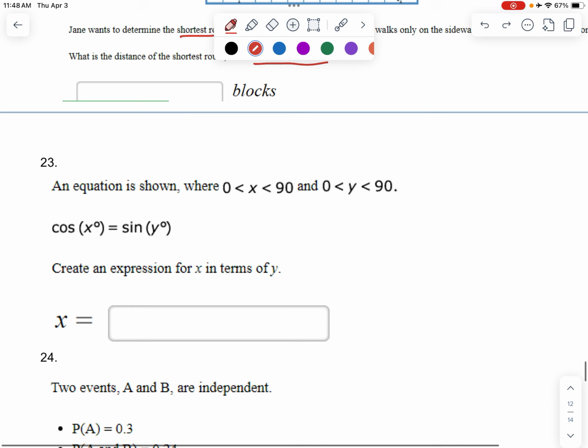Okay, for 23, what we're trying to figure out, we're told that x is less than 90, y is less than 90. So x and y are both not 90. It tells us that sine of x and cosine of y are equal to each other. Well, hopefully you already know what that relationship is, but if you don't, we can draw a triangle. So if we draw a triangle here, there is a relationship, right?